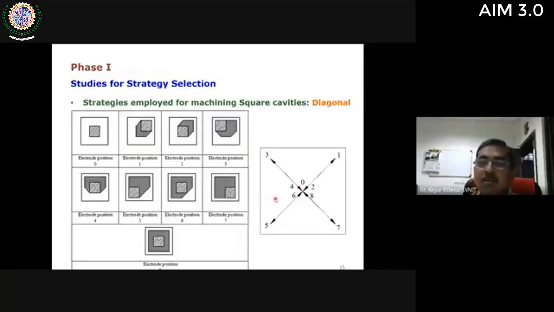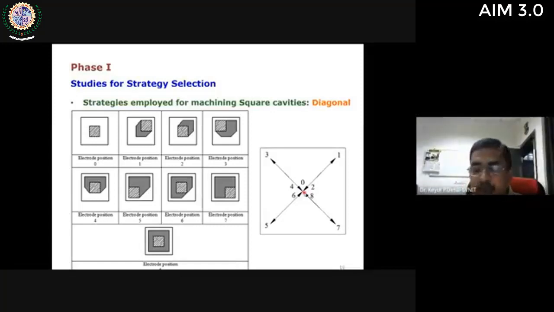In case of radial tool movement, as the tool was of square cross section, we allowed the tool to move in a radial diagonal manner from 0 to 1. Then it was traced back, then to 2, moved to 3, came back, moved to 5, came back, moved to 7 and came back. The dimension of the cavity generated in both the manners was the same.